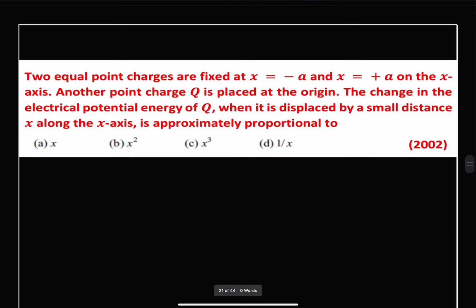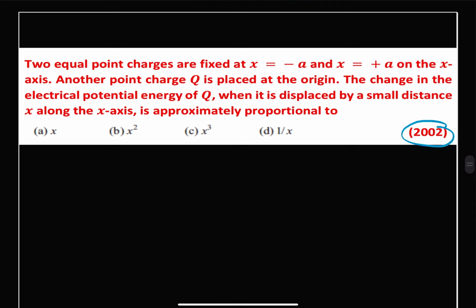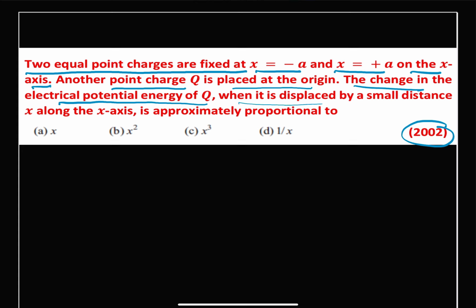It states that it was asked in the year 2002, and it states that two equal point charges are fixed at x equal to minus a and x equal to plus a on the x-axis. Another point charge q is placed at the origin. The change in the electrical potential energy of q when it is displaced by a small distance x along the x-axis is approximately proportional to. So in this case we are given that we have two charges.